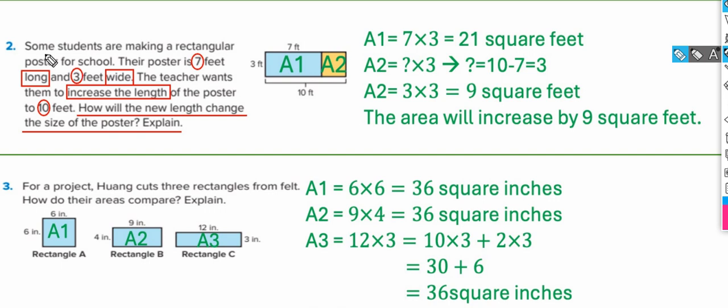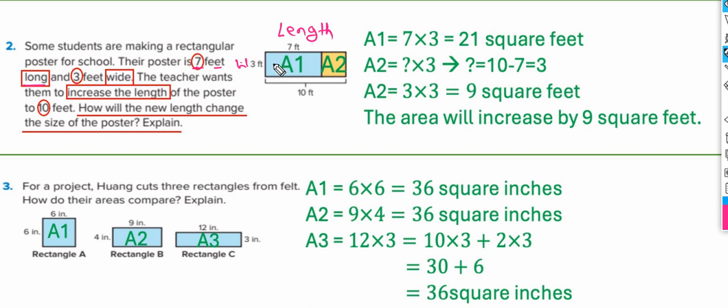Now in this question, some students are making a rectangular poster for a school. A rectangular poster, it is given. Their poster is 7 feet long. These are the keywords. Okay, so long, that is length. Okay, 3 feet wide, and that's your width. The teacher wants them to increase the length of the poster to 10 feet. Okay, how will the new length change the size of the poster?